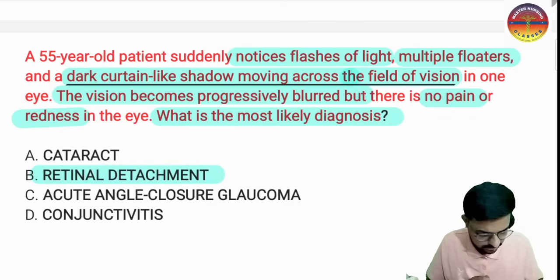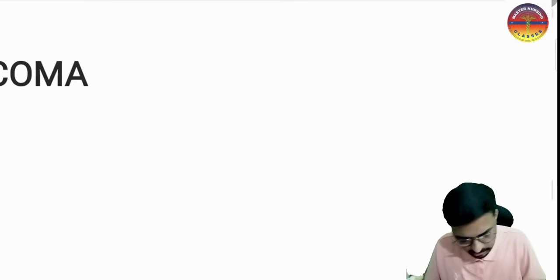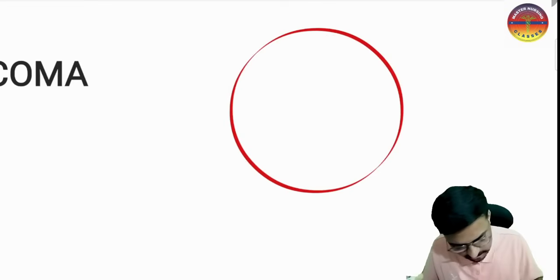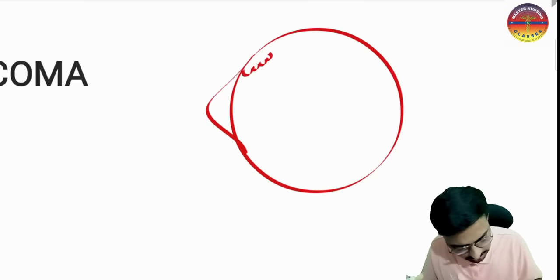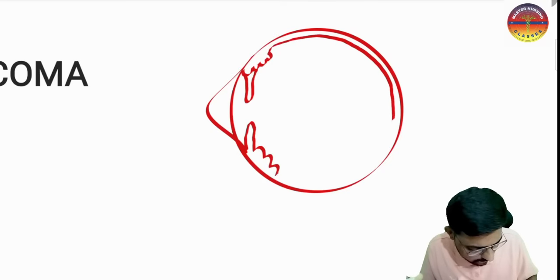So what happens here? There is no image, I will make the image, so don't worry. Here we have the eye, and here we have the cornea. Here we have the choroid layer. This is the iris. This is the second layer, the choroid layer.